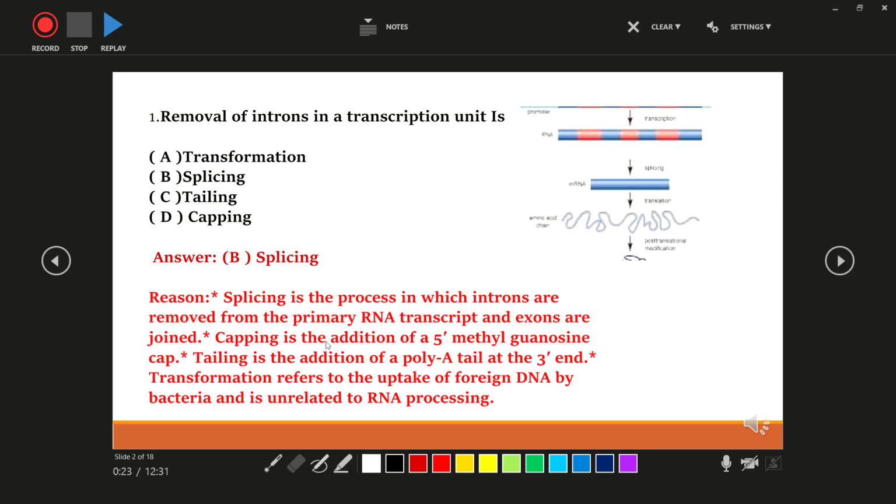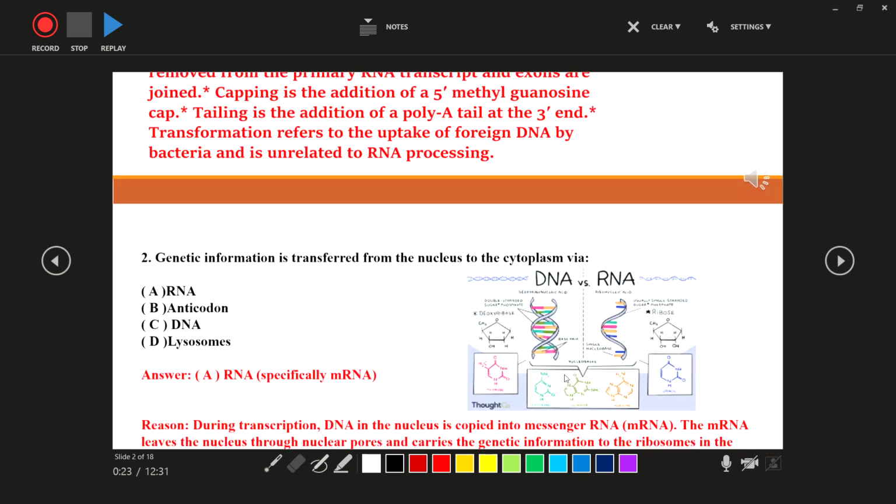Capping is the addition of 5' methylguanosine and tailing is the addition of a poly A tail at the 3' end. Transformation refers to the uptake of foreign DNA by bacteria and is unrelated to RNA processing.